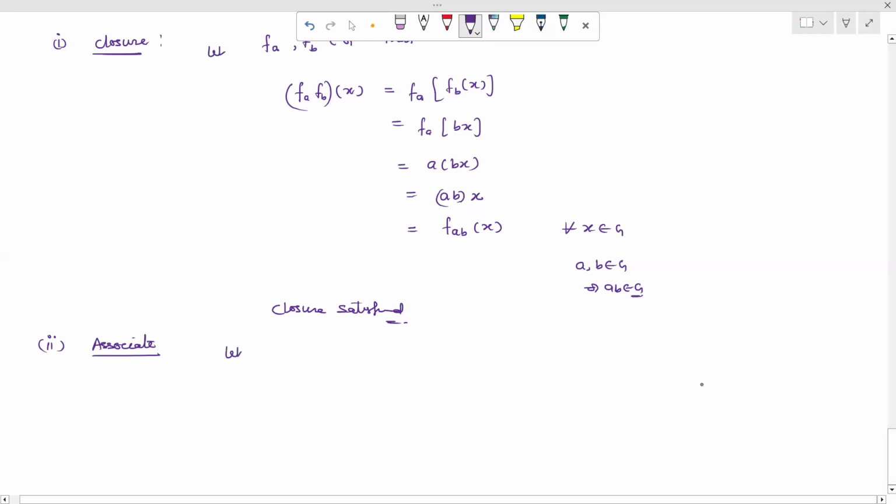Associative property. Let us take three elements f(a), f(b), and f(c) which belong to G dash. Then we write f(a) into f(b) into f(c) is equal to f(a) into f(bc), using the bracket.